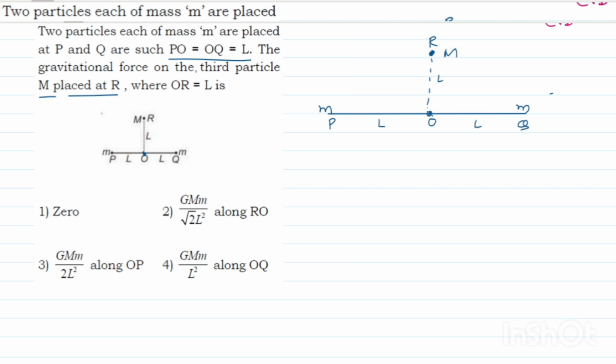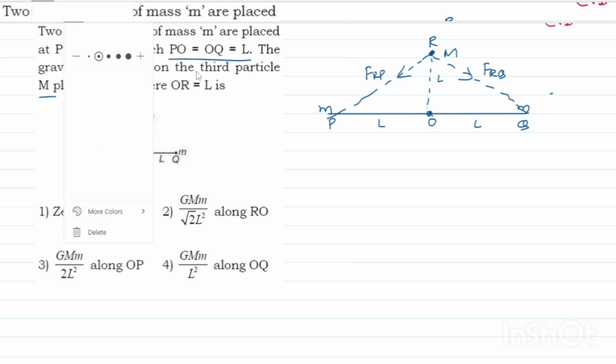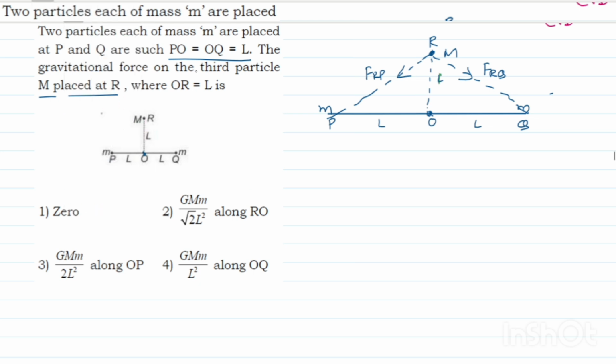Now look, students, here this is L, and this mass will be attracted by this mass along this direction. Here FRP we will be getting along this direction, and again this mass will be attracted by the Q mass along this direction. FRQ will be along this direction. Here it is L, and here it will be L. The hypotenuse will be the square root of L square plus L square, which is root 2 L, and that is the distance.